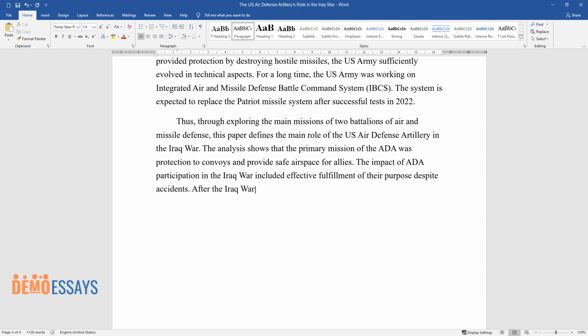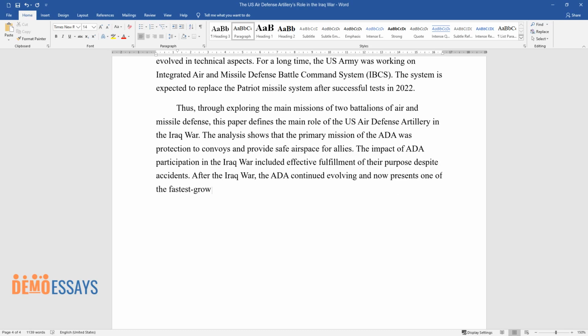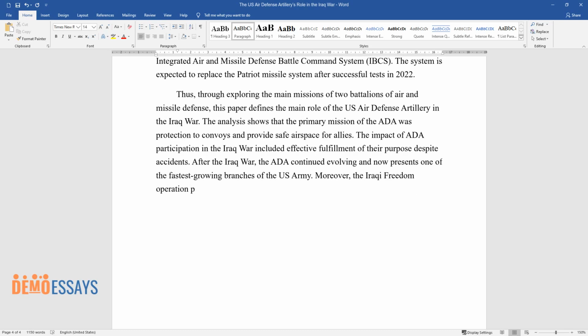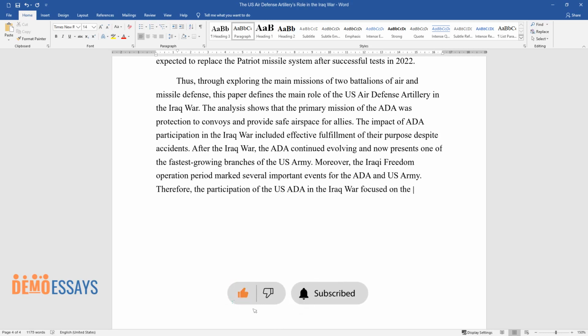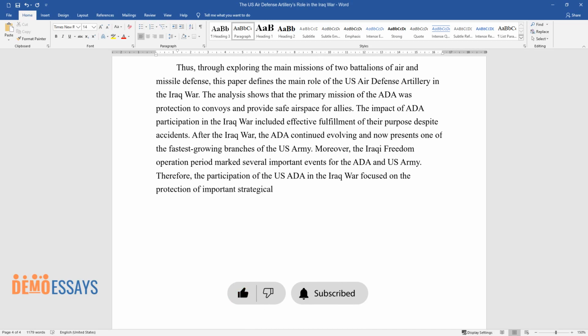After the Iraq War, the ADA continued evolving and now presents one of the fastest-growing branches of the U.S. Army. Moreover, the Iraqi Freedom Operation period marked several important events for the ADA and U.S. Army. Therefore, the participation of the U.S. ADA in the Iraq War focused on the protection of important strategical objects.